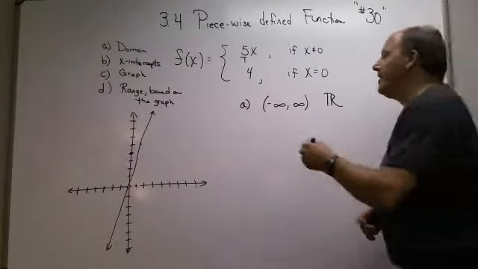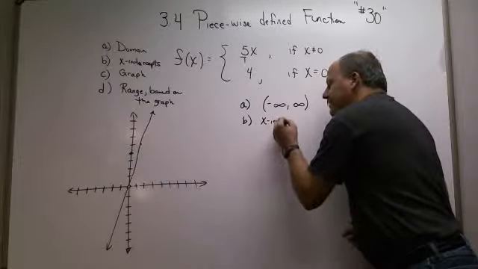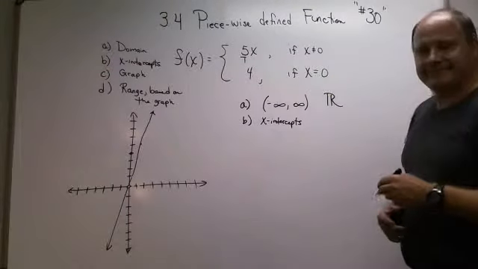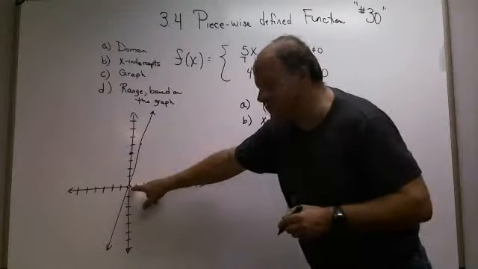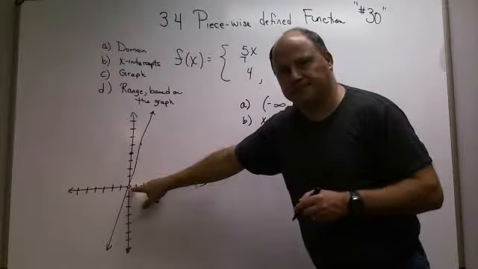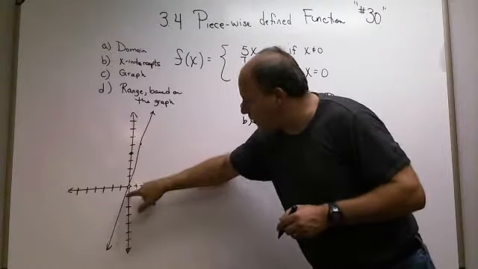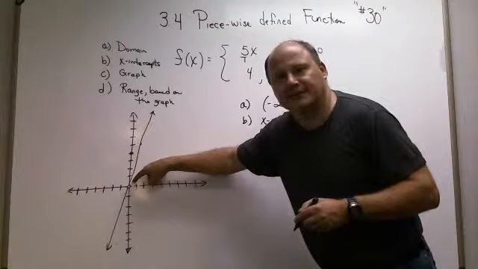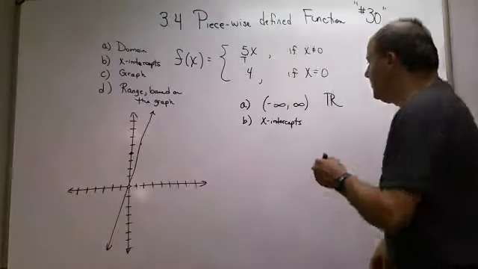Now B is the x-intercepts. The x-intercepts are the places where it crosses the x-axis. If you look at the graph, I don't see it crossing. You might say, well, yeah, it's crossing right there at the origin. No, but remember, that's a hollow point, and a hollow point means that point's not included. It goes up to that point, but it doesn't have a point on the x-axis. Since there's no point on the x-axis, there are no x-intercepts. You just put none.